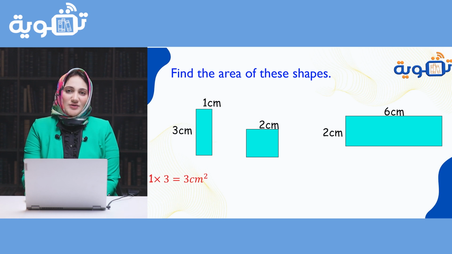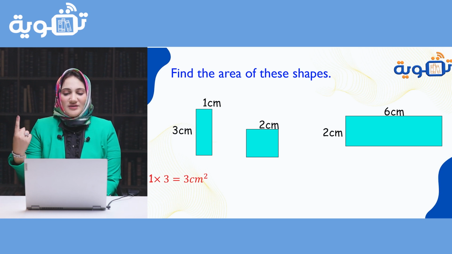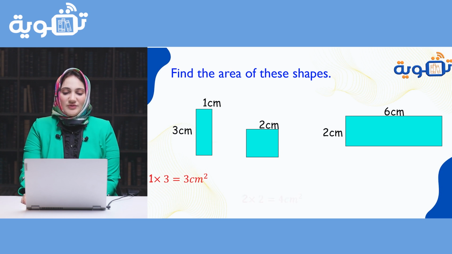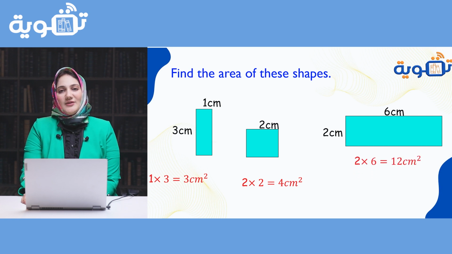The next, it's a square. So we have to know only one side to get the area. So 2 times 2 equals 4 centimeters squared. And finally here, rectangle with 2 here in the width and 6 in the length. So 2 times 6 equals 12 centimeters squared.